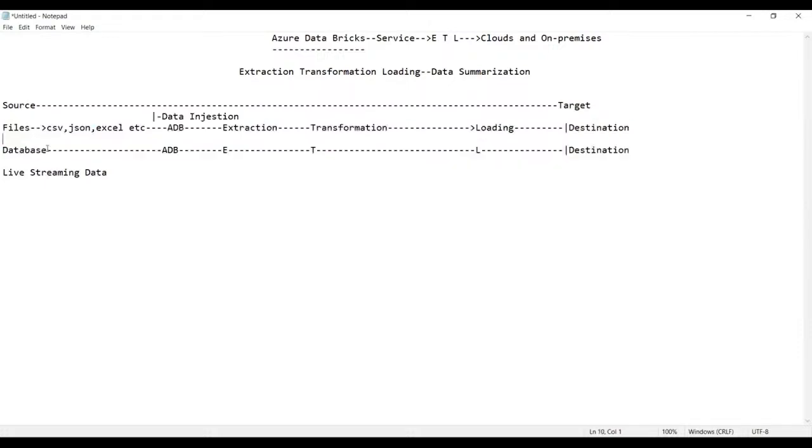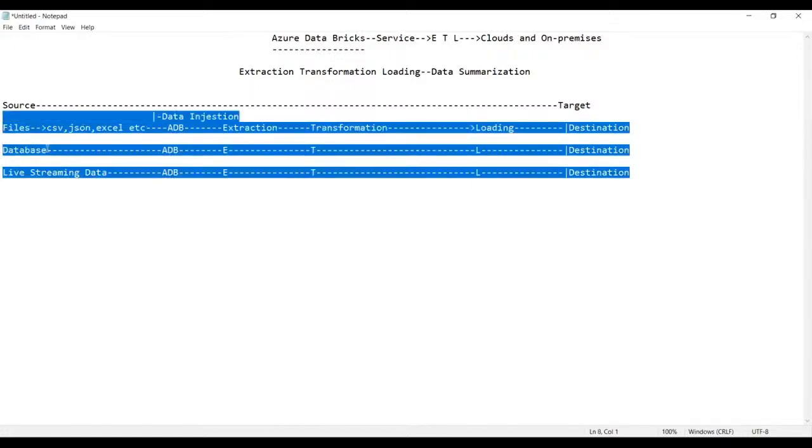Now even from live streaming, if you want to pull in the data the same way, we use ADB, Azure Databricks. Then we use extraction, and then we perform transformation. And finally we perform the loading. This loading will be done ultimately into the destination. Getting my point? This is how the entire process works: extraction, transformation, and finally loading the data.